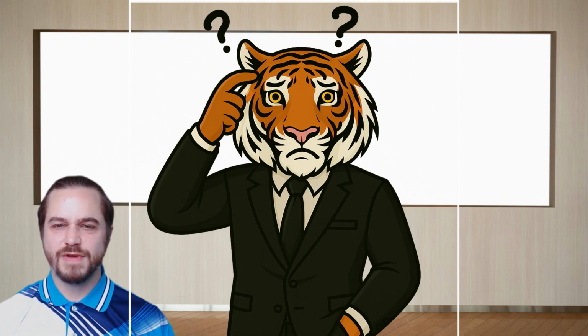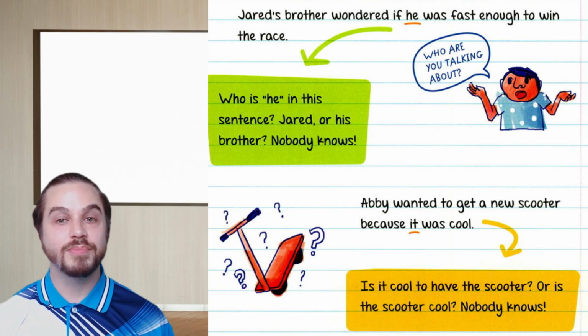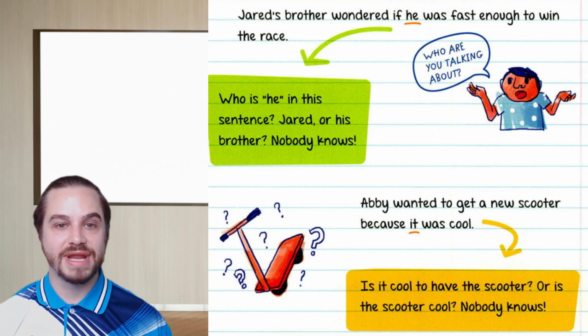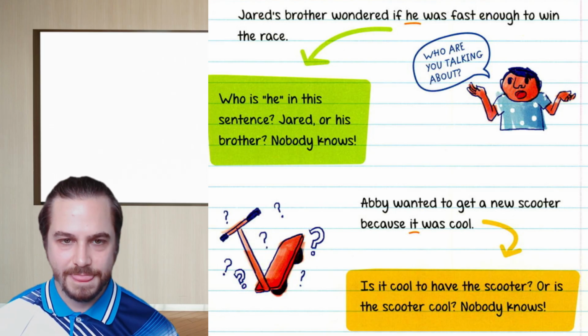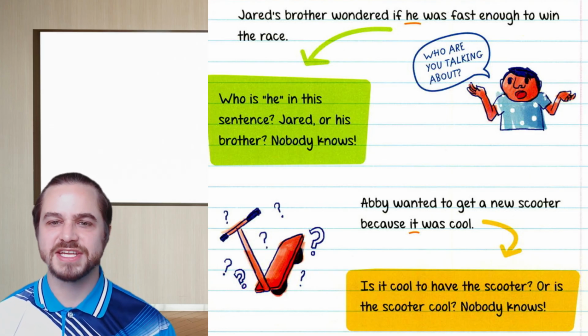Another common error is using vague pronouns. Vague means it's unclear what you're trying to say. So a vague pronoun means it's unclear what noun the pronoun refers to. Example: Jared's brother wondered if he was fast enough to win the race.